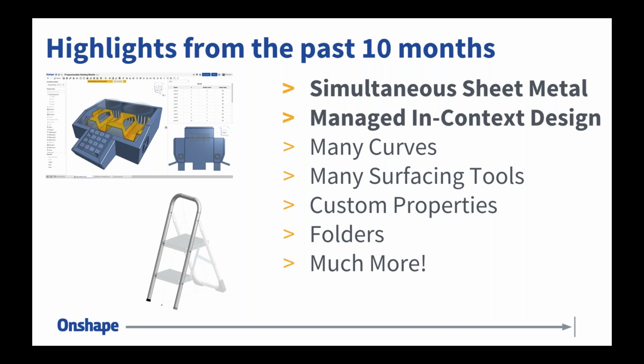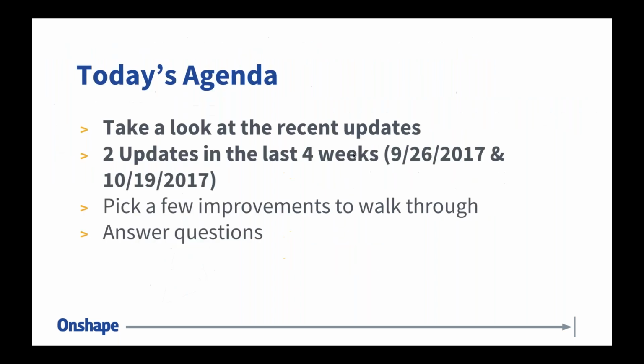So these are just a few of the highlights. Literally hundreds of updates have taken place in the last 10 months. I wanted to pick just a few that I think are most important to a lot of users out there. So if you haven't checked out Onshape in a while, definitely check us out again. Sheet metal, in-context design, these were big things for a lot of users out there, and we've just added them as of this year. Now, let's focus on the last 30 days or so, right? The last month or so.